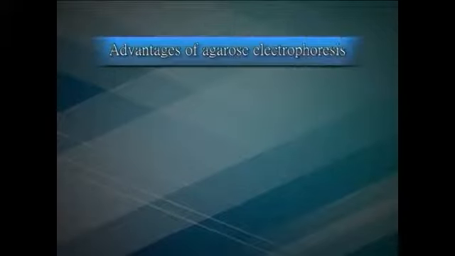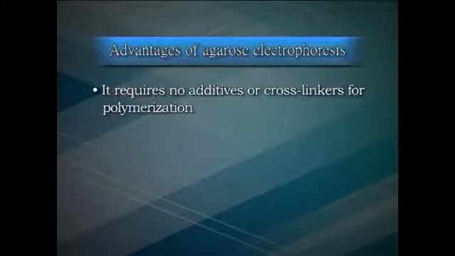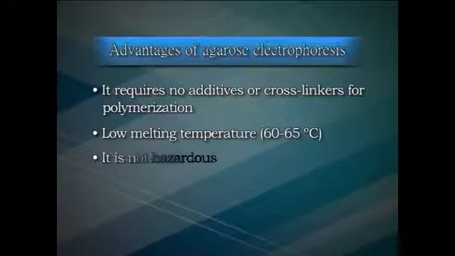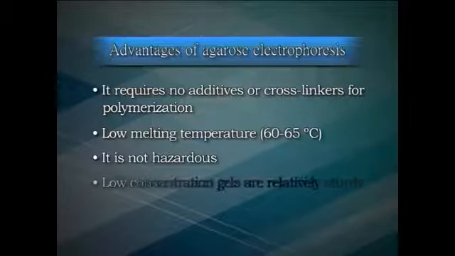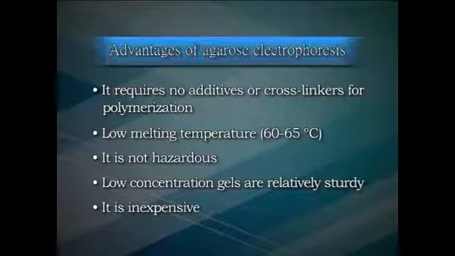Advantages of agarose electrophoresis. The advantages of agarose electrophoresis are as follows. First, it requires no additive or cross-linkers for polymerization. It has a low melting temperature of about 60 to 65 degrees Celsius. It is non-hazardous, and low concentration gels are relatively sturdy, and it is inexpensive. Agarose gels are used for the electrophoresis of both proteins and nucleic acids.